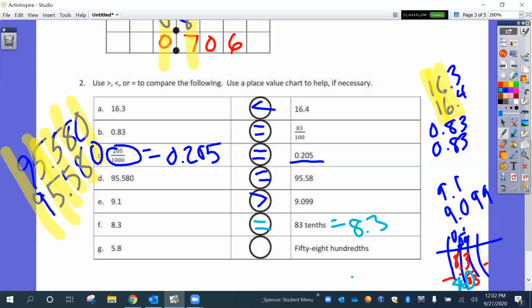Last one on this little chart: 5 and 8/10 versus 58 hundredths. 5 and 8 tenths versus 58 hundredths. If we think about this, 58 hundredths is not even one whole number. So this one is very easy, because the number on the left has 5 ones, and this one doesn't even have one whole number. Great job.